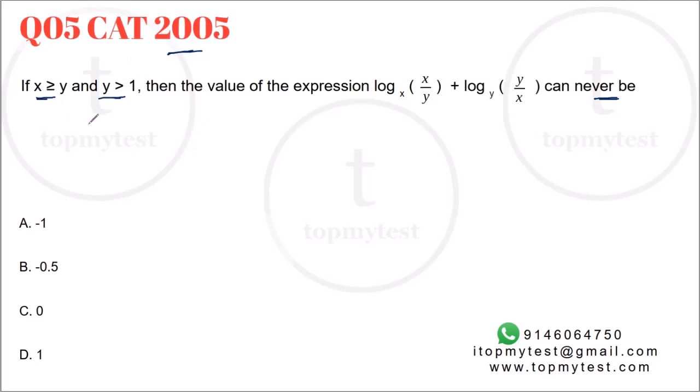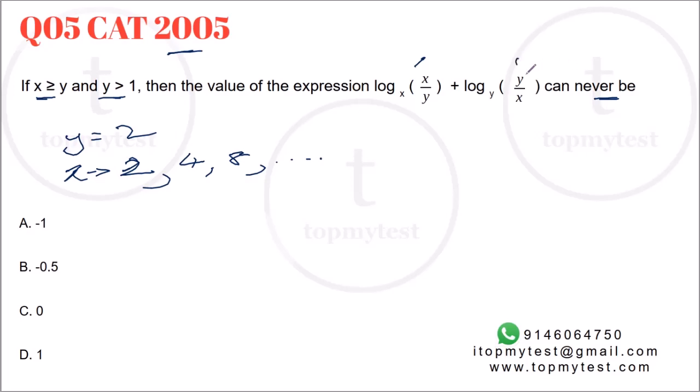Okay, let's take some values. Let's take y is equal to 2 because it satisfies this. And we'll plug with the values of x. So x will be 2, then we'll put 4, then 8 and see how it goes. Right. Okay, if I take 2 and 2, x by y will be equal to 1.